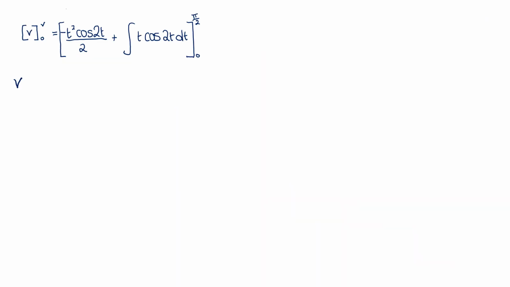So the left-hand side is going to be v minus 0, which is just v. We still have that minus t squared cos 2t over 2. And I'm going to look at that second part of the right-hand side, this bit here, and that is going to need integration by parts again. We have a t, which is algebraic, and we have a cos 2t, which is trigonometric, so we are in the right order. So let's take a look at t cos 2t dt.